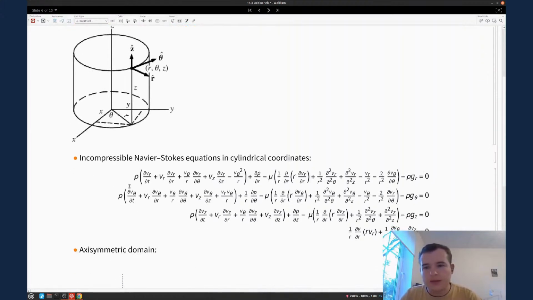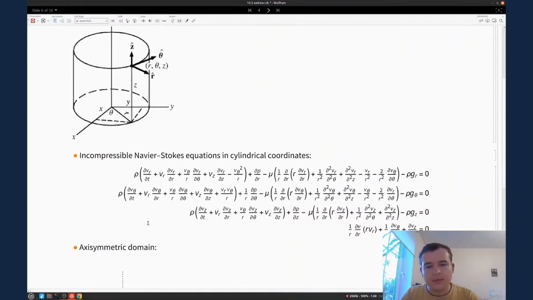Here we can see the incompressible Navier-Stokes equations in the cylindrical coordinates. And as you can see, those equations are quite complicated. So that's why in some cases we can actually simplify those equations by assuming that we are dealing with axisymmetric flow.